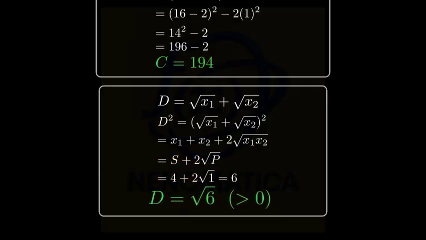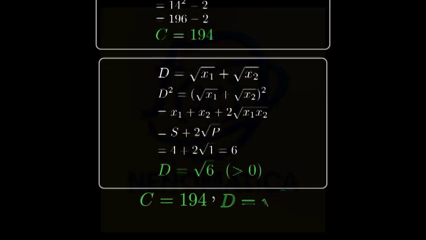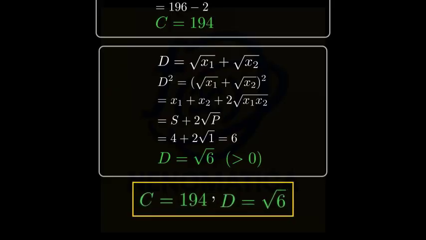Next, compute capital D equals square root of x1 plus square root of x2. Square both sides to get D squared equals x1 plus x2 plus 2 times square root of x1 x2, which is s plus 2 times square root of p. With s equals 4 and p equals 1, D squared equals 6. Both roots of the quadratic are positive, so D is positive. Therefore, D equals square root of 6. Final results. Capital C equals 194 and capital D equals square root of 6.